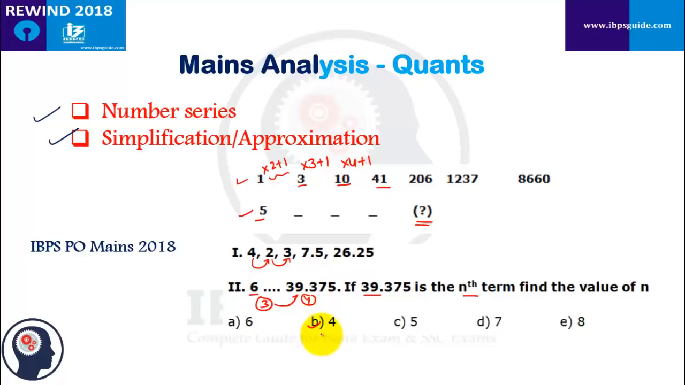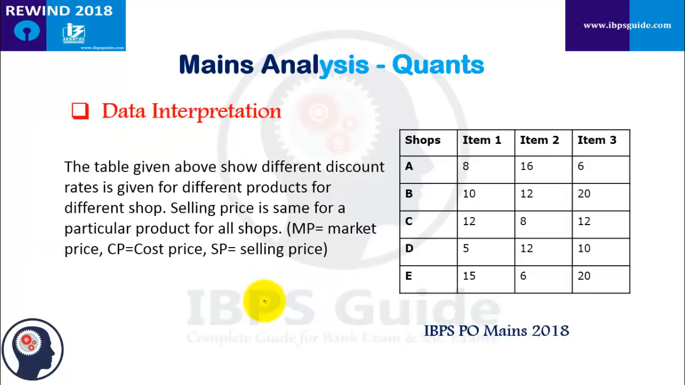I am not saying that my answer is 4, but I am saying the example. Okay, now let's come to the analysis of data interpretation. In data interpretation, table based DI, this is your table based DI, but this is not normal table based DI. This is a chapter based DI. And what chapter? Profit and loss chapter. This question is asked in IBPS PO mains 2018. See, the way they frame the question is very difficult and very time consuming.